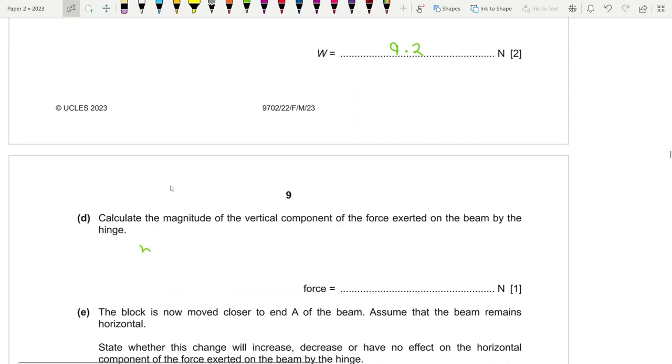So can we write it like this? W plus 12 is equal to 13 plus the force that we're talking about. So 9.2 plus 12 minus 13 is equal to F. So F is equal to minus 1 plus 9.2, which is 8.2. F is equal to 8.2 newtons.